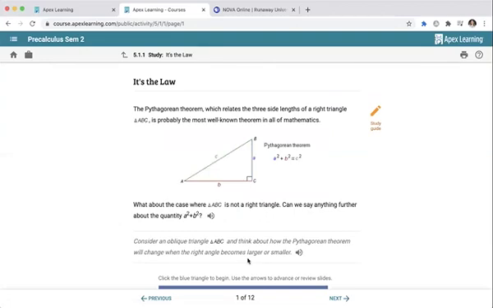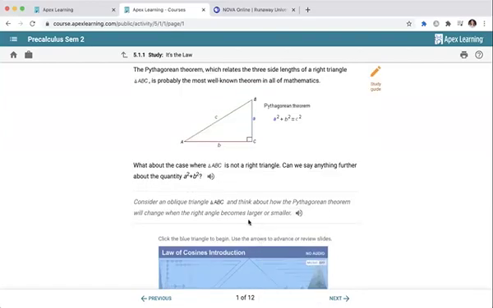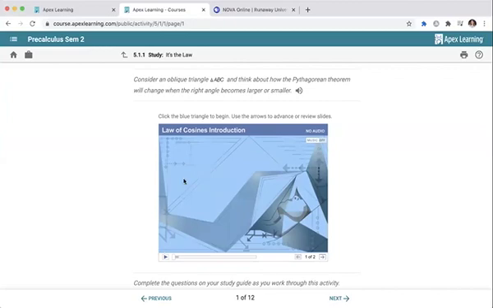We have to remind ourselves that the Pythagorean theorem is a squared plus b squared equals c squared. But if it's not a perfect right triangle, so if c gets larger or smaller, what happens to our quantities of a and b? What we can say here is actually quite a lot.